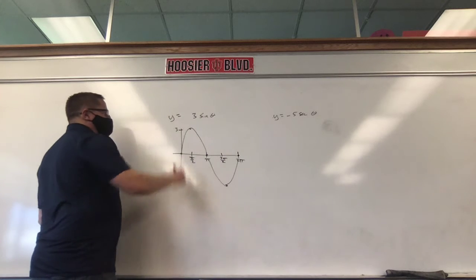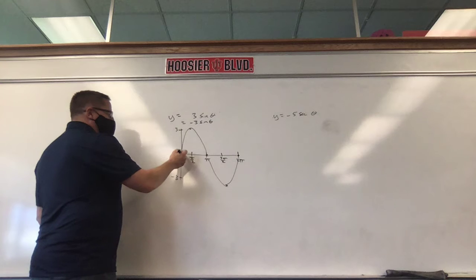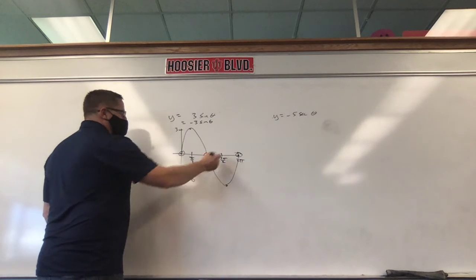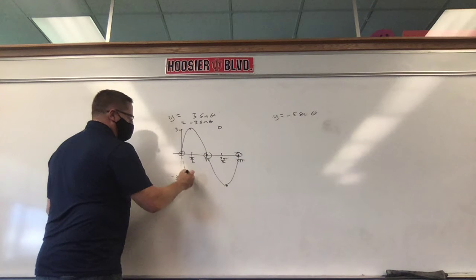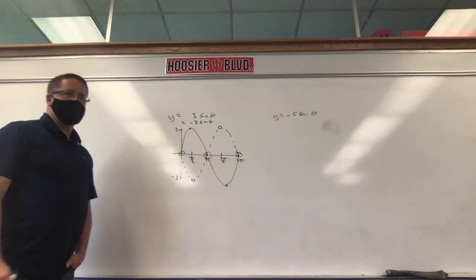Now I'm going to make this a 2-parter. What if it was -3 sine theta? You would still have this point, and this point, but it would be down here and up here. So it would look more like this, I'm going to make it a dotted one here. Okay? That would be a negative sine graph.